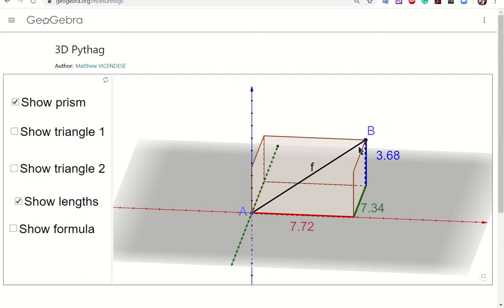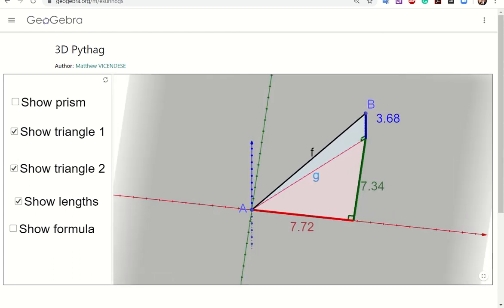Now we know that we could figure out the length of F, the line from A to B, with this triangle. We can see that the height of this triangle is 3.68, but we don't know how long this line G is. Hopefully you can see that we've created a right angle triangle on the floor here. So let's add that in, and let's get rid of the box so these triangles stand out more clearly. Now I've put the angles in the corners so you can see that they're right angles. So they're definitely right angle triangles.